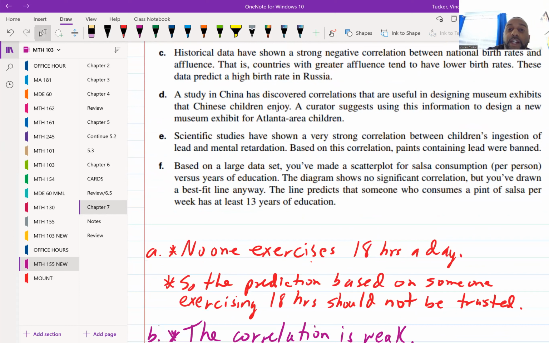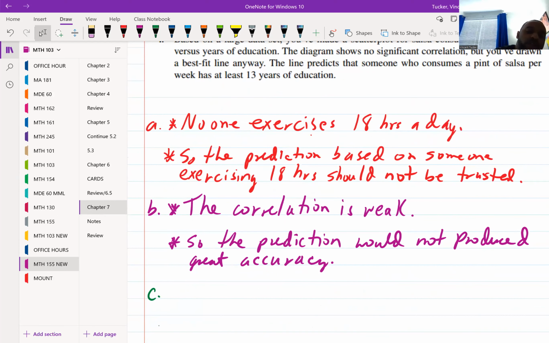So historical data have shown a strong negative correlation between national birth rates and affluence. That is, countries with greater affluence tend to have lower birth rates. These data predict a high birth rate in Russia. So historical.